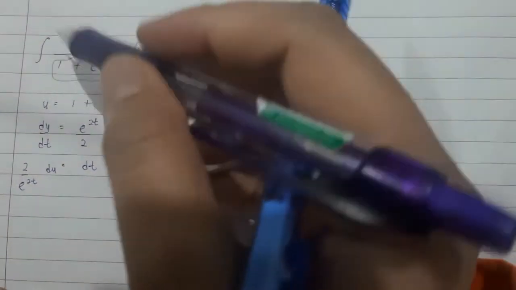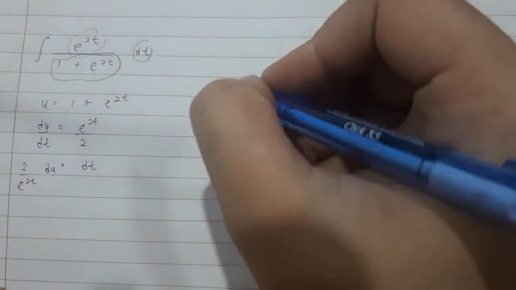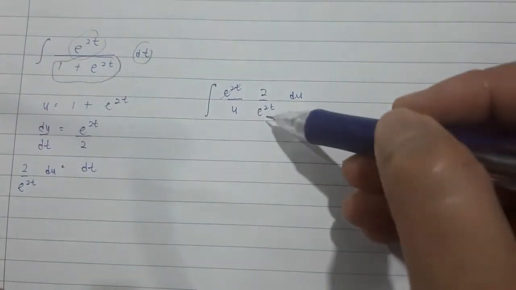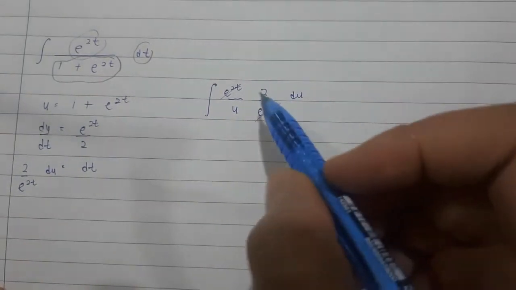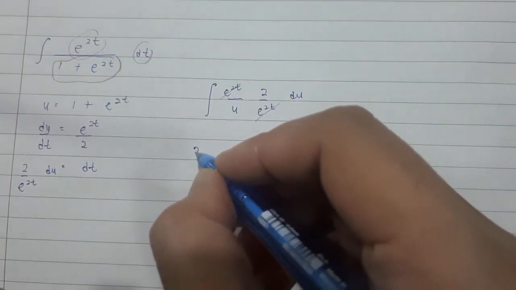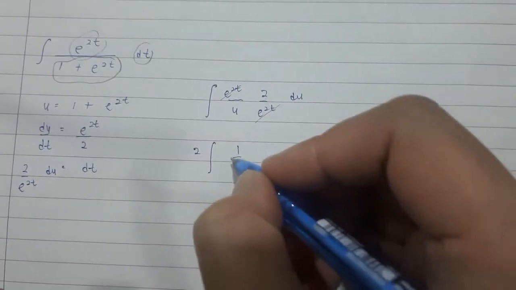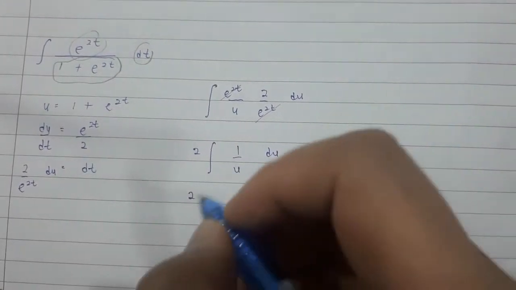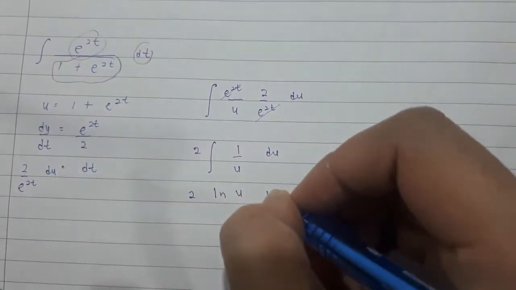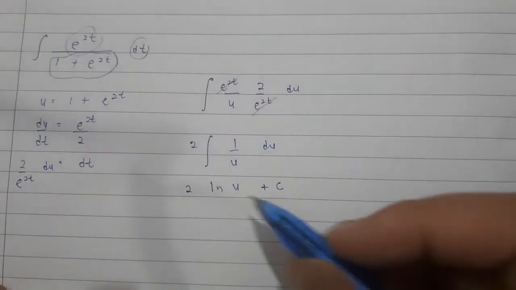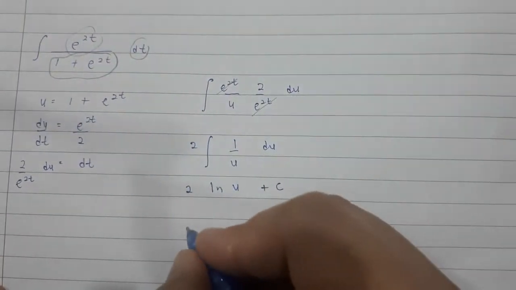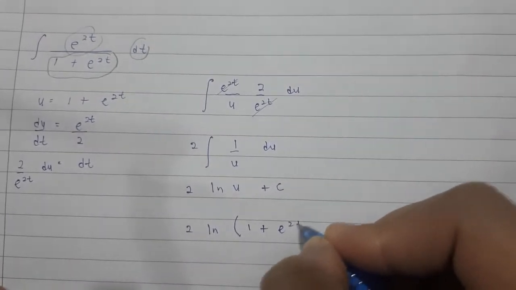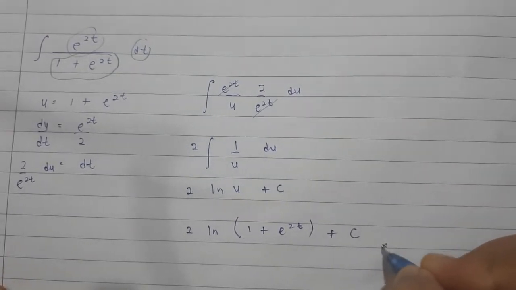And then, insert e to the power t. And here we can see that we can cancel out e to the power t and e to the power t. And we can also factorize 2. So we are left with the integration of 1 over u du. Integrate 1 over u, we get ln u plus c. As for the final answer, replace u by the original. So 2 ln (1 plus e to the power t) plus c.